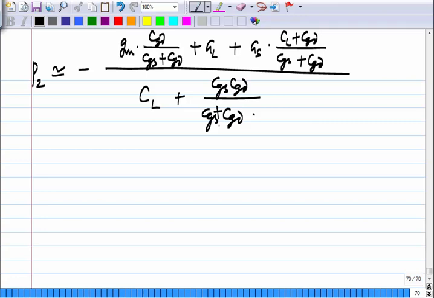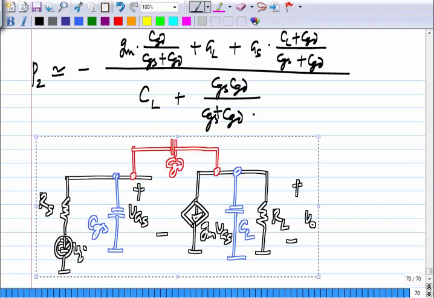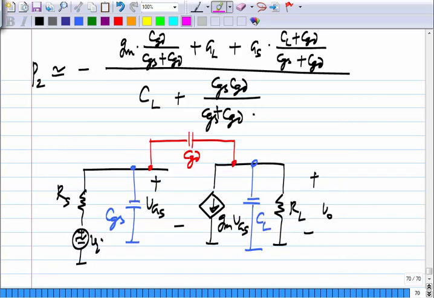Now this also makes sense, it turns out. The CGD, it's connected from here to there, but importantly here, for GM, it introduces feedback. Okay. So before this, no part of this current was getting fed back to the controlling side, that is to VGS. But now, with this, some of it does get fed back. Okay?